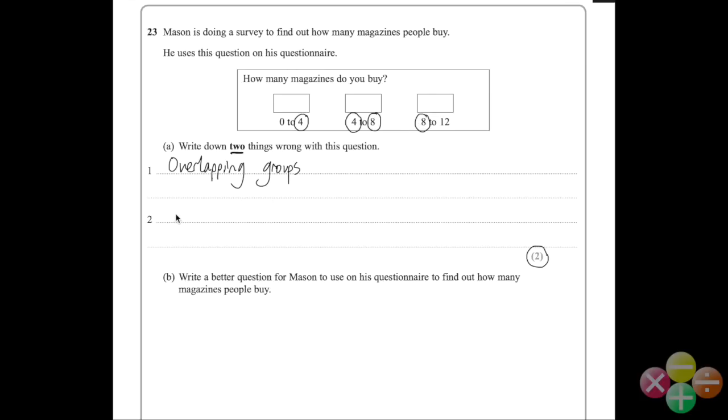And the second thing that jumps out at me is, how many magazines do you buy? Well, there's no time frame. Is it in a week, in a month, in a year? So no time frame. Write a better question for Mason to use on his questionnaire to find out how many magazines people buy.